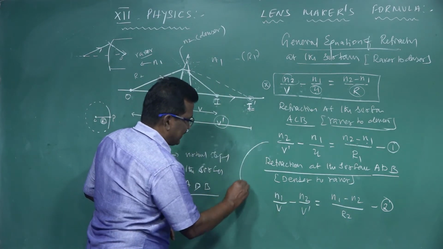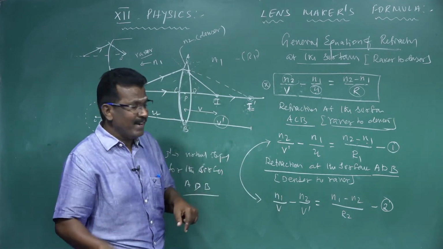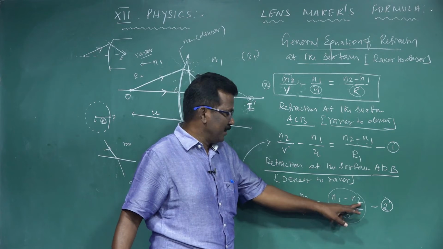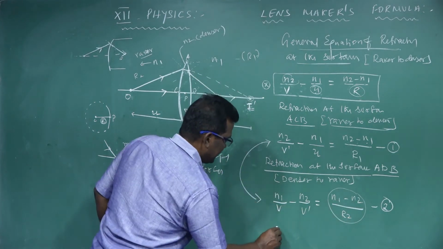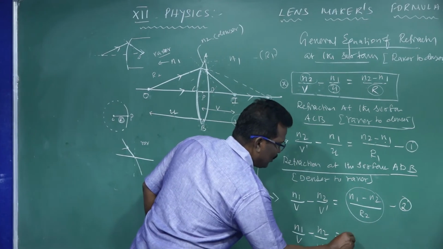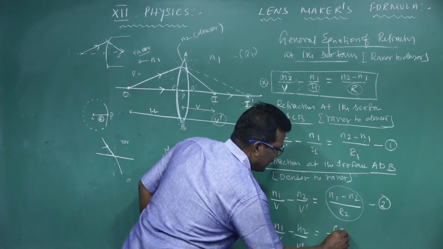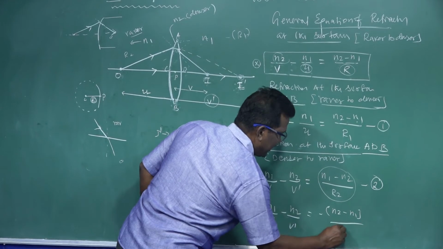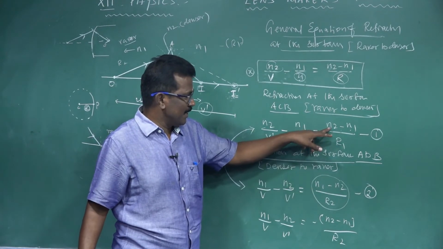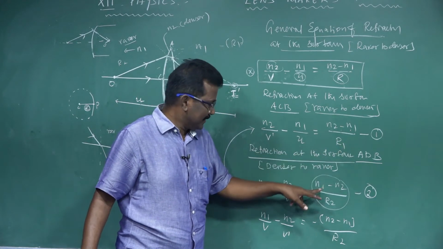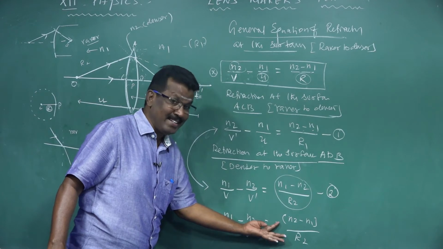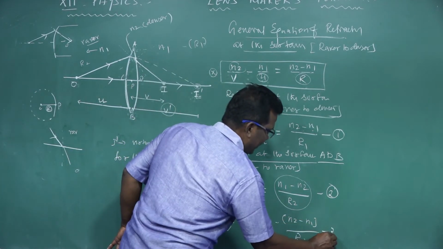Now compare these two equations. For our convenience, I am changing this equation. N1 minus N2 divided by R2 could be written as N1 by V minus N2 by V prime is equal to minus N2 minus N1 by R2, for our convenience. See the previous case, N2 minus N1 divided by R1. In this case, N1 minus N2 by R2. For our convenience I am putting minus on this side. Okay, keep it as equation number 3.